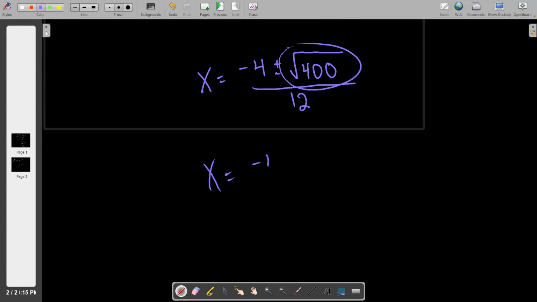X equals -4 plus or minus 20 over 12. You might say, what happened to the square root sign? It's gone because I don't need it anymore. I was able to literally just take the square root of the number.